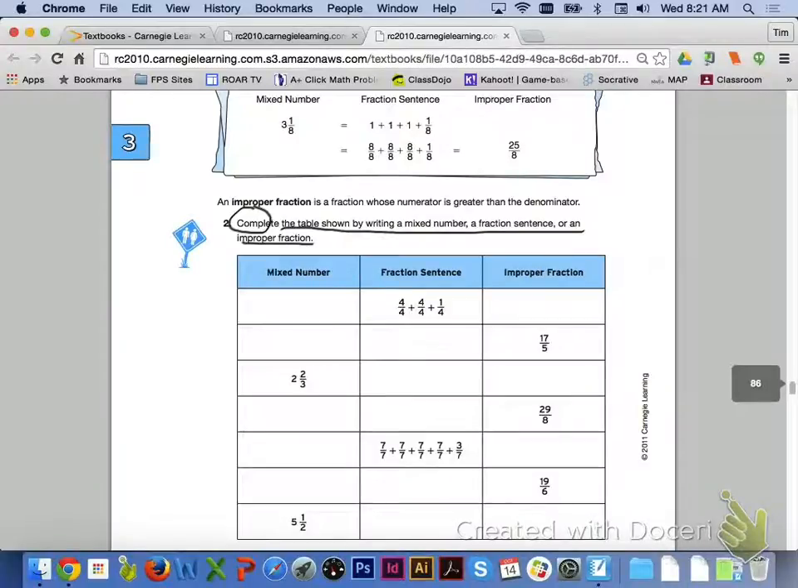Number 2 tells us to complete the table shown by writing a mixed number, a fraction sentence, or an improper fraction. You can use the example above to see what the fraction sentences look like when you are writing one for either a mixed number or an improper fraction. So complete the table with your group members.